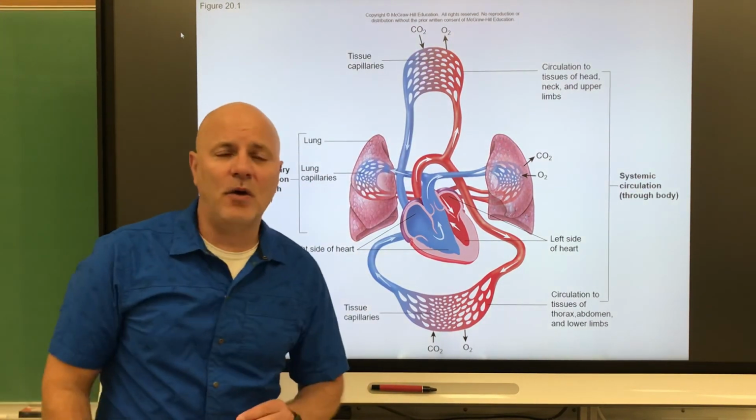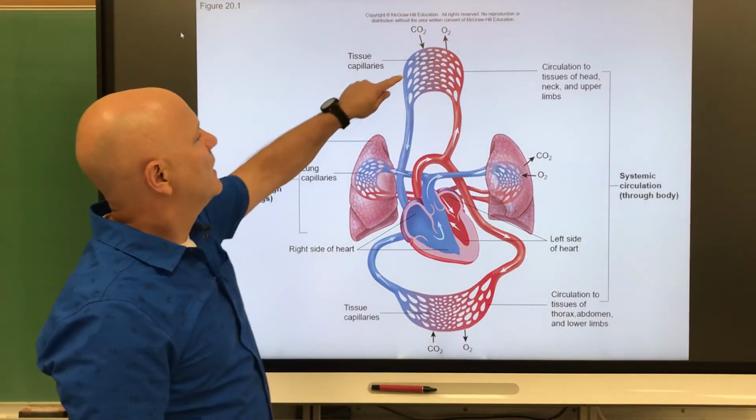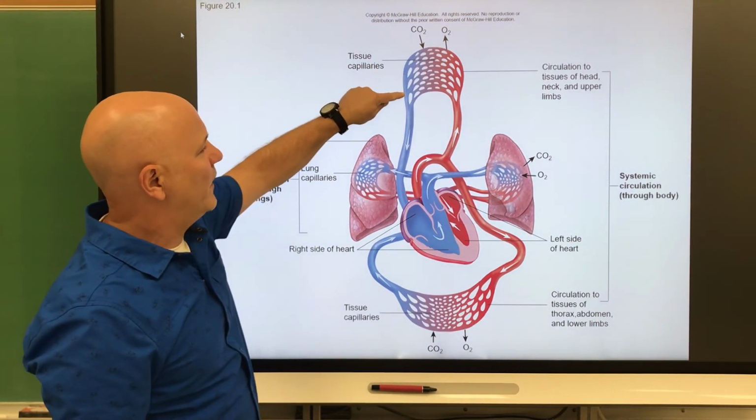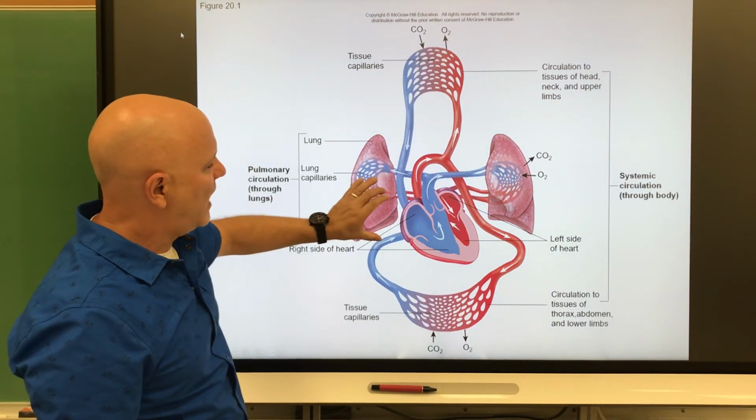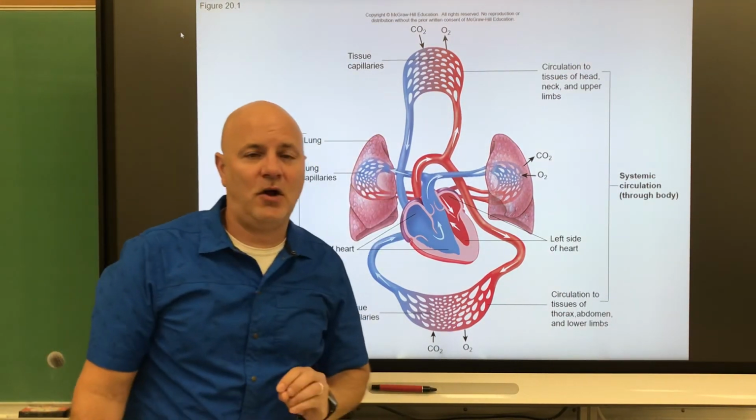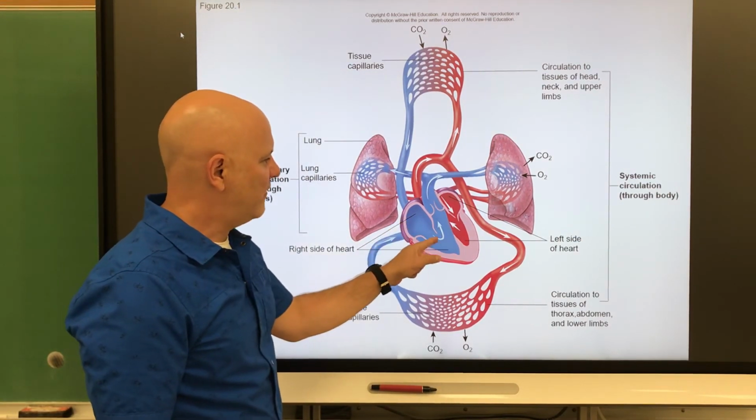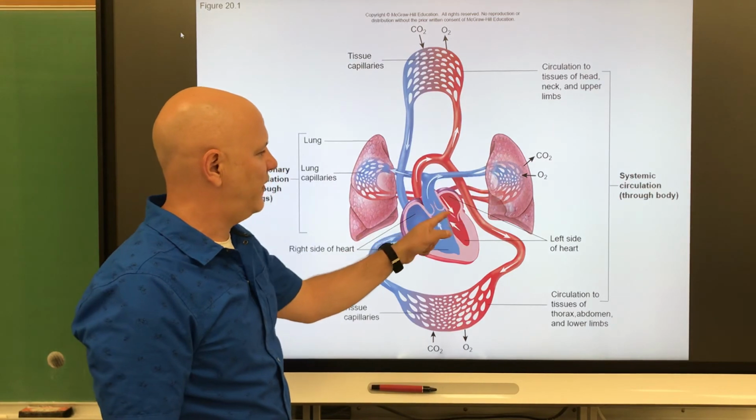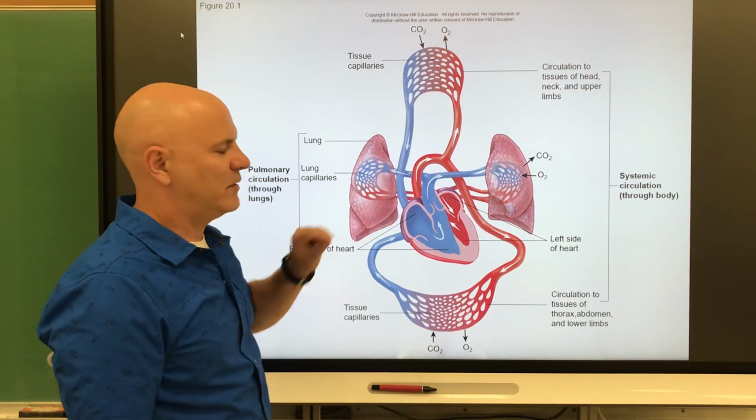Now the blood is low in oxygen, high in carbon dioxide. And so here the blood goes from those capillaries into veins, into the superior and inferior vena cava, and we start this process all over again. So blood will move from the right atrium to the right ventricle, to the lungs, to the left atrium, to the left ventricle, out to the body, and back to the right atrium.